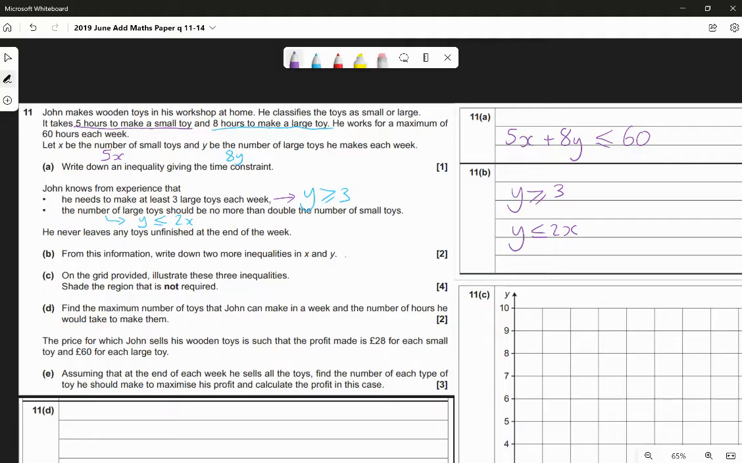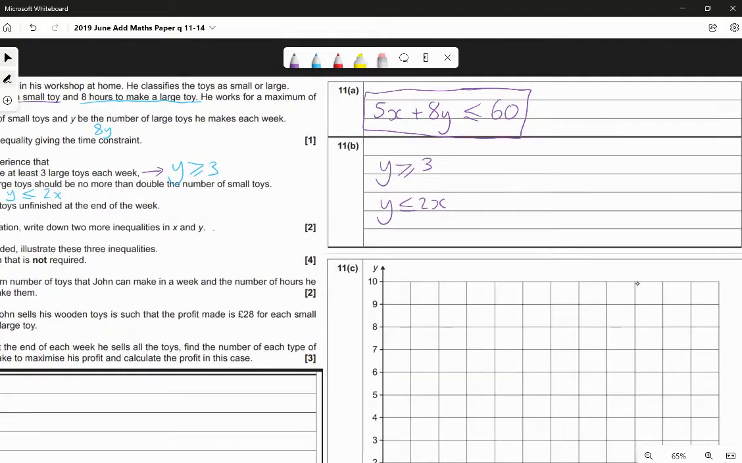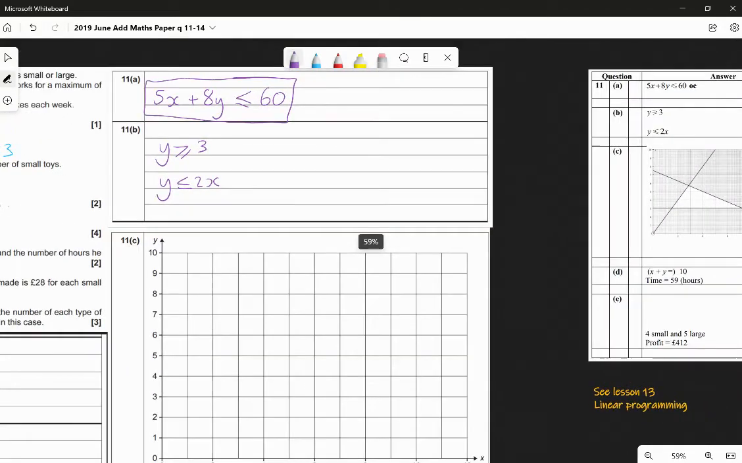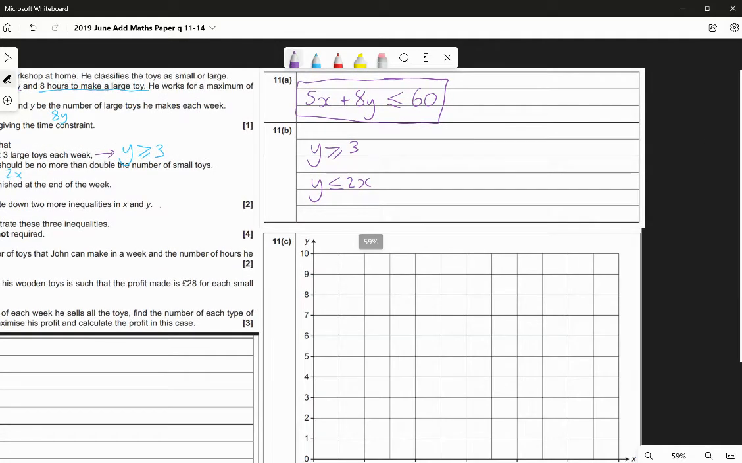In order to show an inequality on a graph, you draw the line that represents the equality and then you choose one or other side of the line. So for example, for 5x plus 8y is less than or equal to 60, if I wanted to show that on this graph here, what I do is firstly I draw the line 5x plus 8y equals 60.